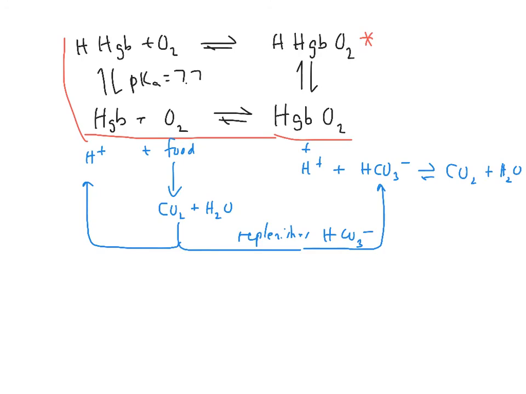When we eat food, the respiration reaction occurs, and it produces CO2 and water. Now, the CO2 and water produce HCO3 minus, so it replenishes the HCO3 minus. That's how bicarbonate is replenished when we exhale CO2, which lowers the pH. Eating also produces H+, and that's going to shift this reaction toward HHGB. Now you know how soda, blood, and baking soda buffer our blood.